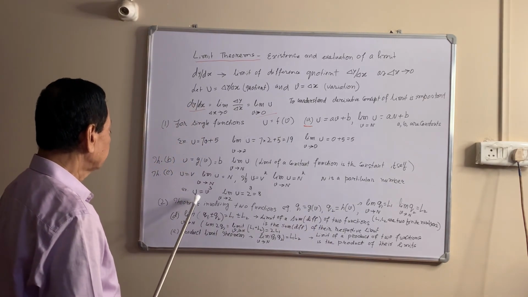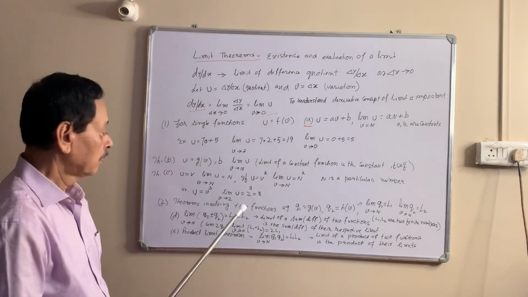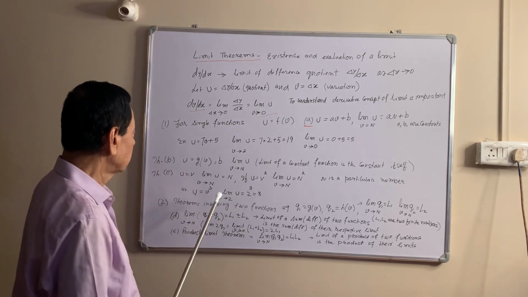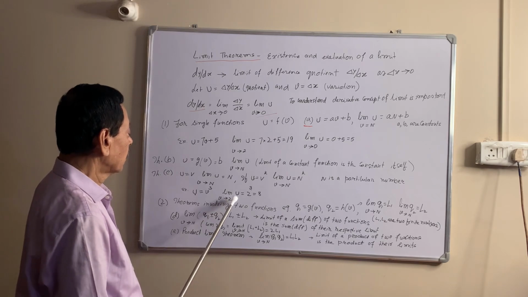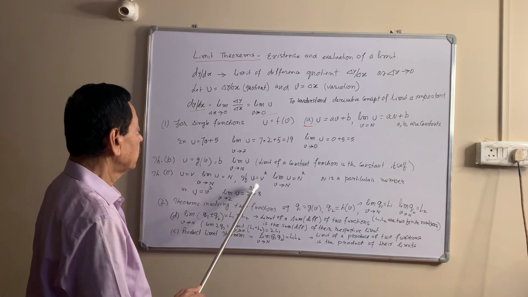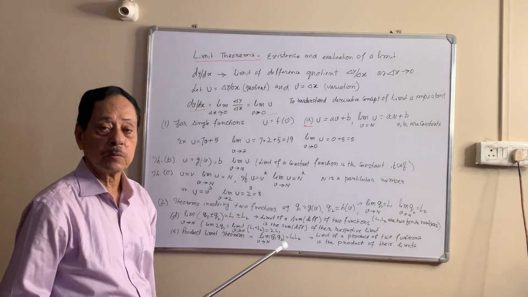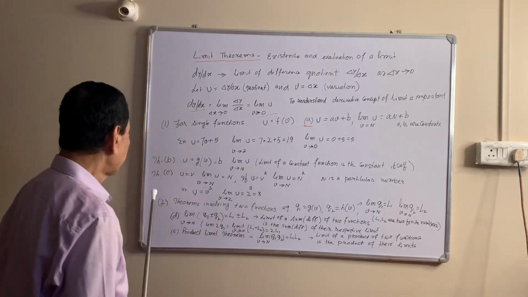Now example, u equals v cubed, v to the power 3. So the limit of u when v tends to 2 is 2 to the power 3, that means 2 into 2 into 2, which is 8.